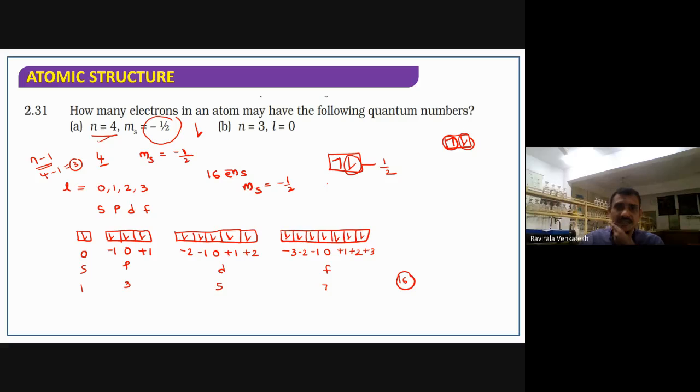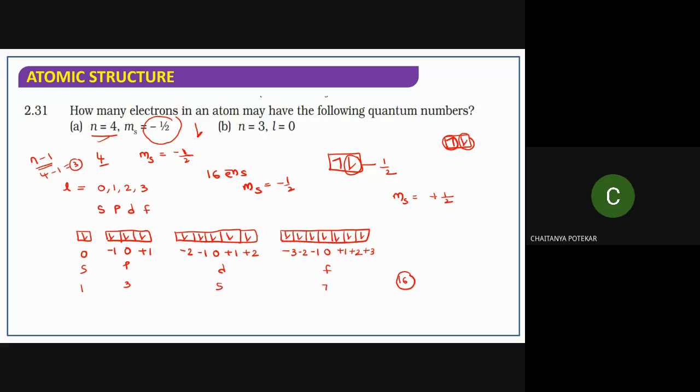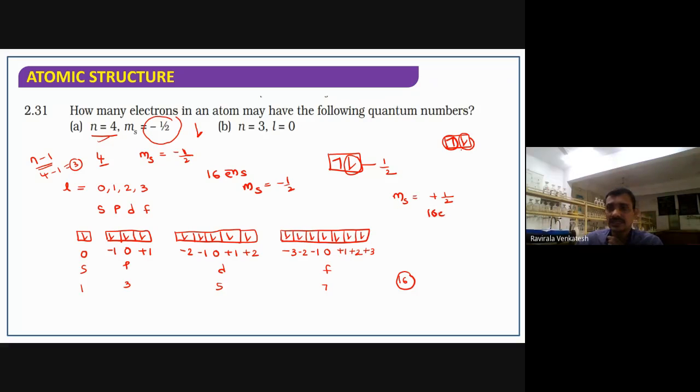Now how many electrons with ms equal to plus half? Same 16 only, because in each orbital we can put 2 electrons. One will be minus half, the other will be plus half, isn't it? In this way we can give the answer.